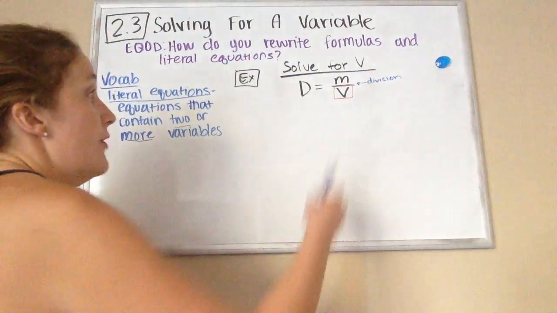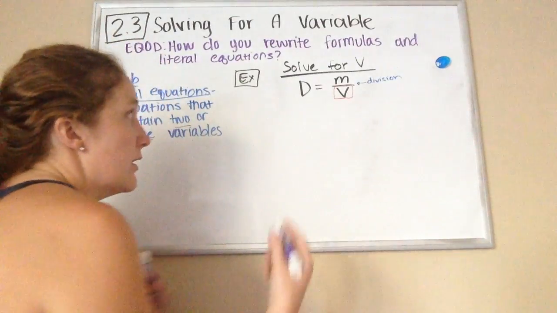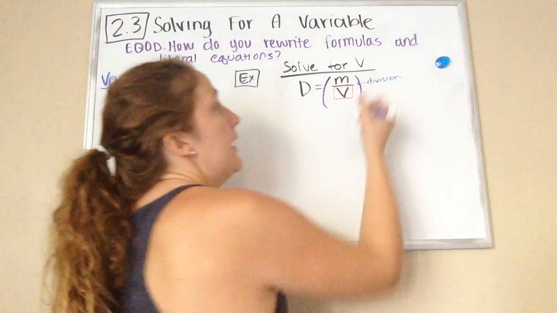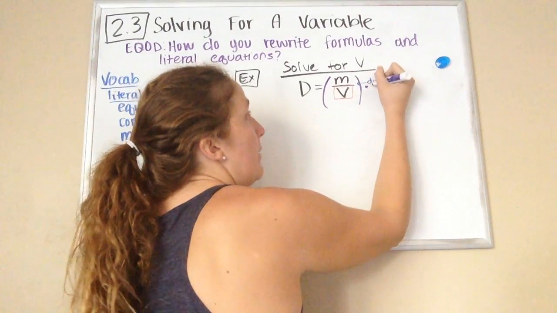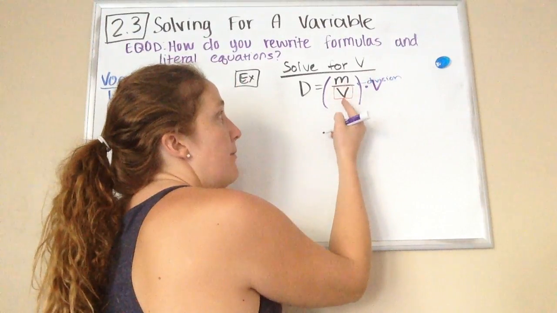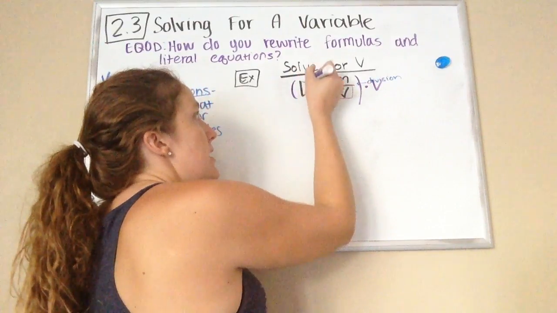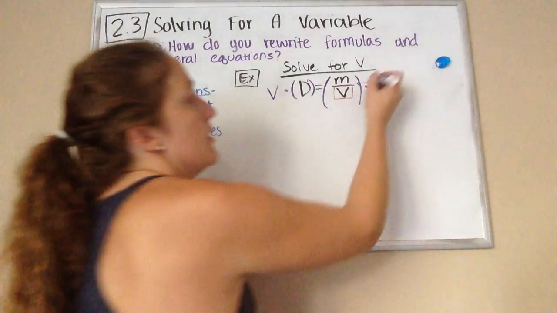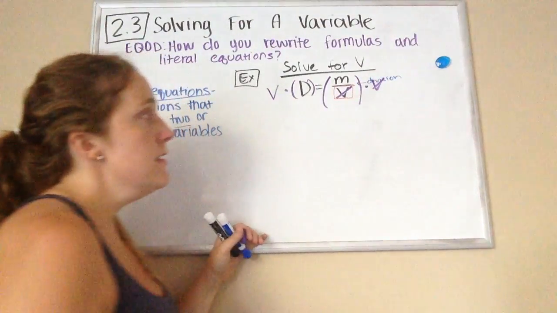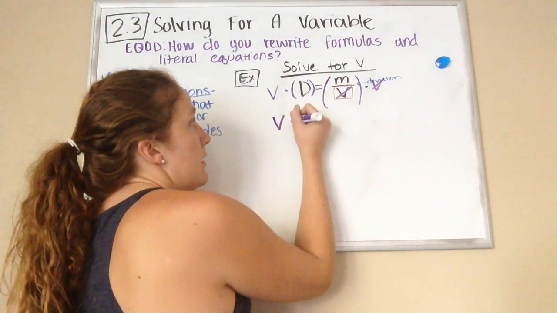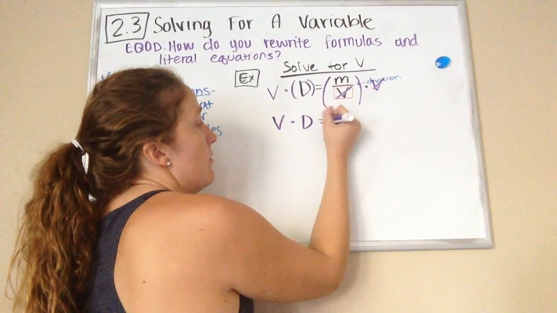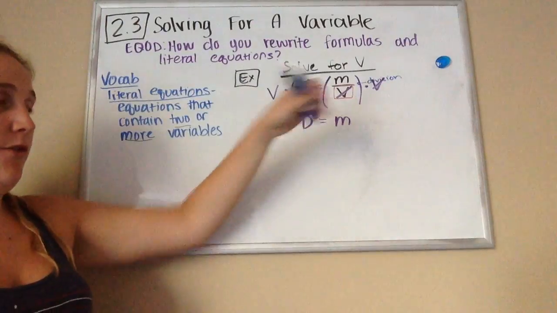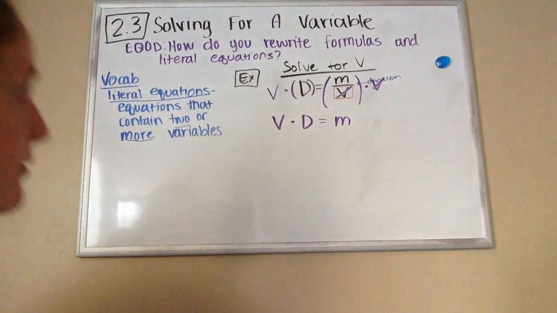So since this is division, in order to cancel out, we use the inverse of division. We'll need to multiply by V, right? This was divided by V. To cancel it out, we multiply by V. Anything we do to one side, we've got to do to the other. So V divided by V is 1. V times D is equal to M. Okay, well, M's not what we want by itself. We want V by itself. So we still have a little work to do.